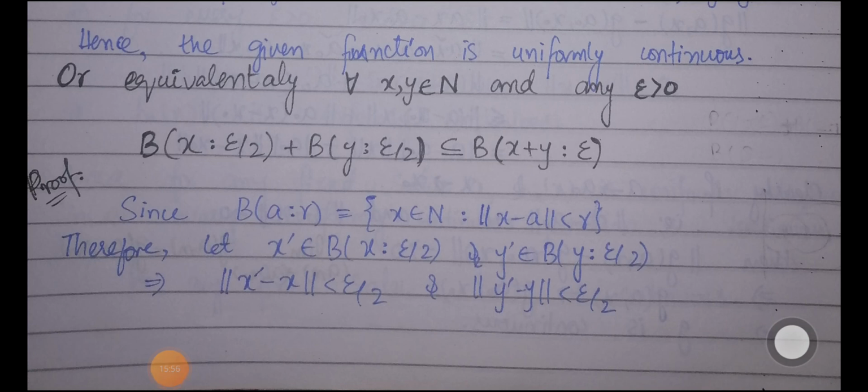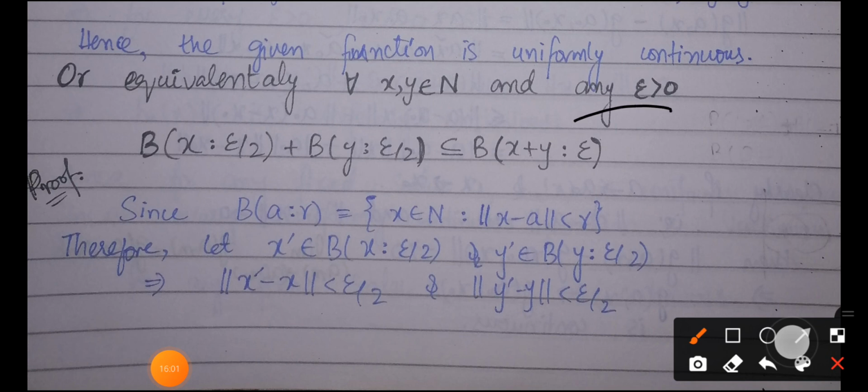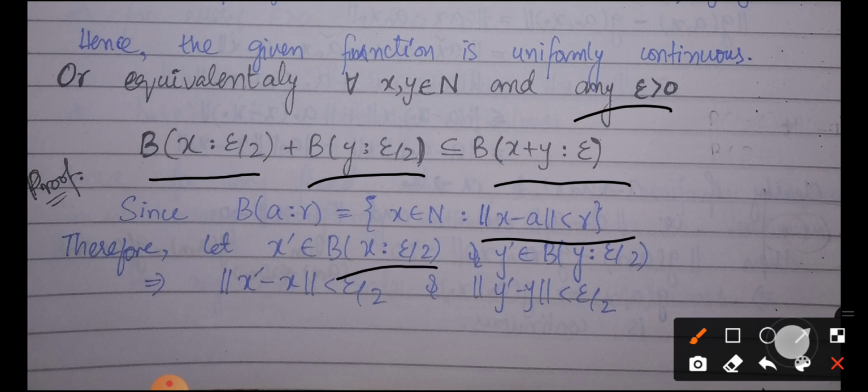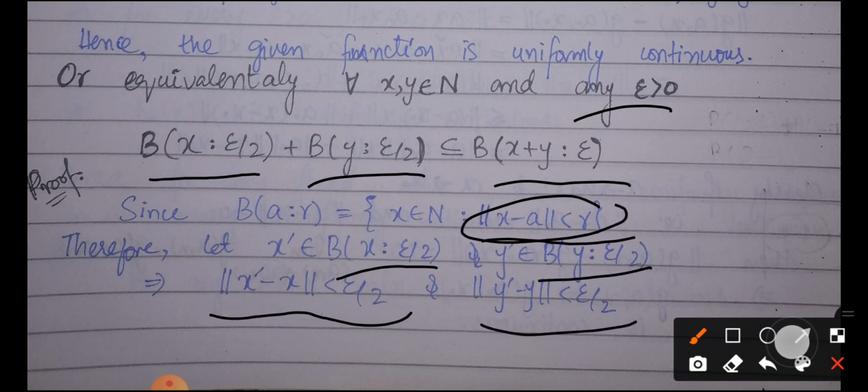Now we have an equivalent statement for the above theorem: for all x, y belonging to N and for any epsilon positive, the open ball with center at x and radius epsilon by 2 plus the open ball centered at y with radius epsilon by 2 is a subset of the open ball with center x plus y and radius epsilon. Since we know that the open ball is defined as the set of all elements such that norm of x minus a is less than r, for x prime belonging to the ball with center at x and radius epsilon by 2, it means that norm of x prime minus x is less than epsilon by 2 by the definition of open ball. And if y prime belongs to the second ball, then obviously this condition would also hold over here.